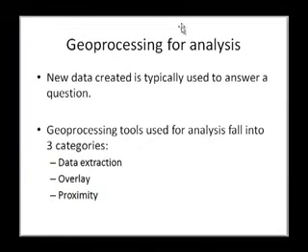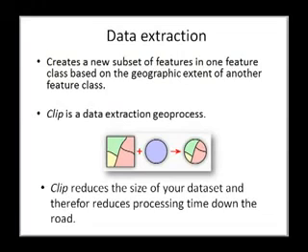Data extraction, which is some of the more simple types of geoprocessing. We have overlay operations and proximity operations. Data extraction creates a new subset of features in one feature class based on the geographic extent of another feature class. So CLIP is a data extraction process, and it's the one that I was describing using the Buncombe County and North Carolina State Roads layer. CLIP reduces the size of your data set and therefore reduces processing time down the road.